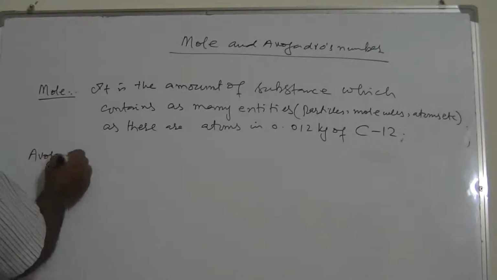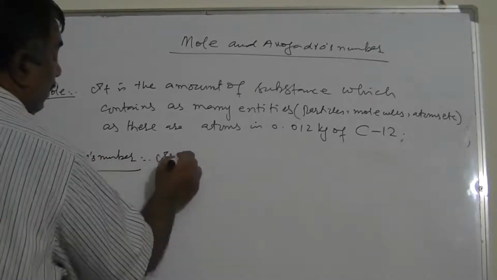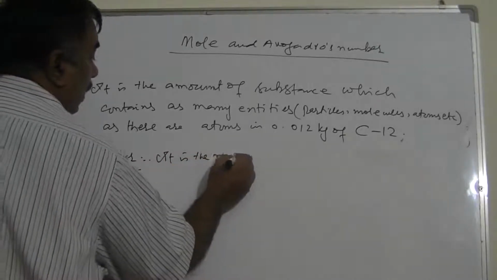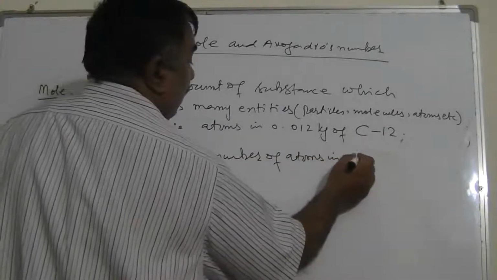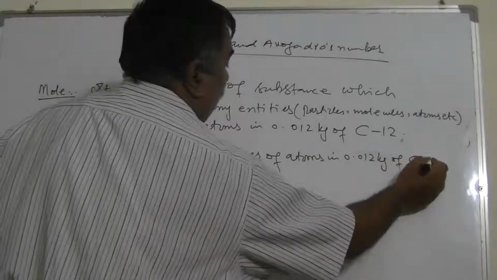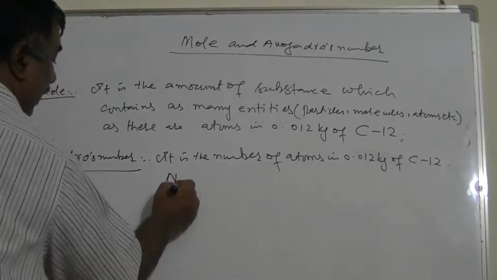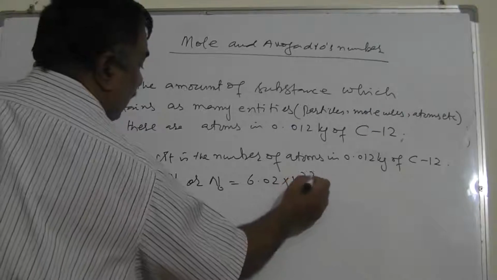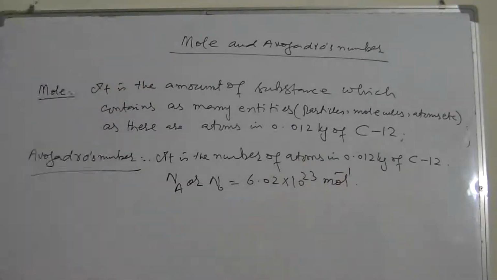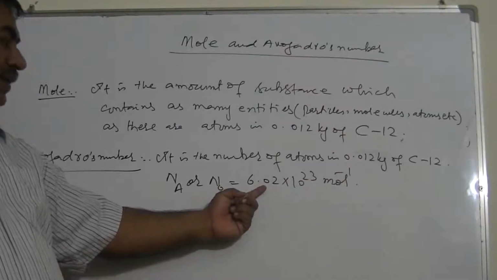And Avogadro's number is defined as the number of atoms in 0.012 kg of carbon 12. It is denoted by Na or A naught, and it is 6.02 into 10 power 23. Its unit is per mole. So now any amount which will contain this number of entities will be 1 mole.